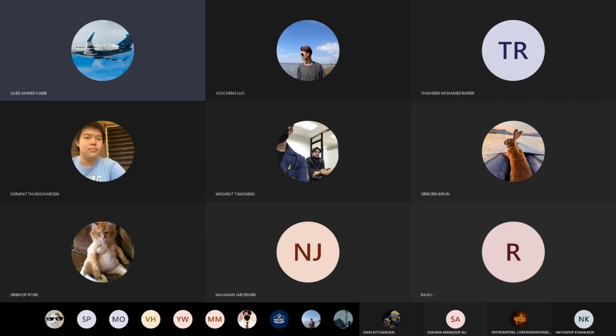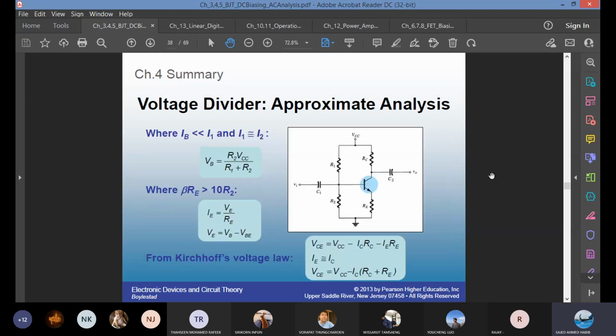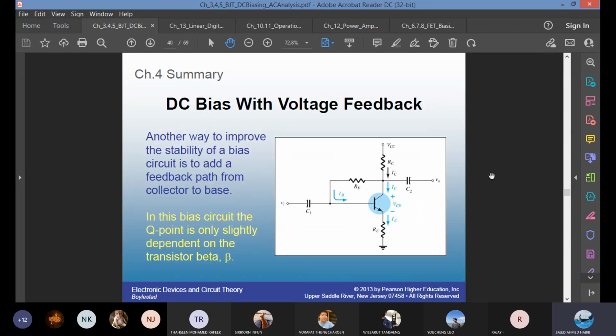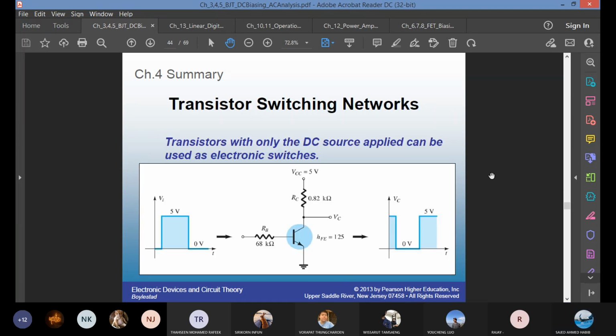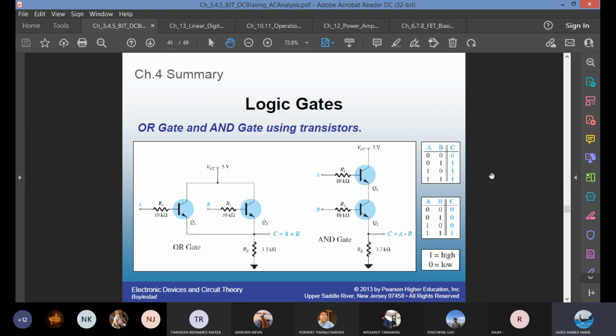I mentioned in which case you can do the exact analysis and approximate analysis for voltage divider bias. As an inverter, you might also see questions regarding logic gates. You can create a logic gate with 2 diodes. You can create a logic gate with 2 transistors or even more. So understand the operation of logic AND and logic OR.